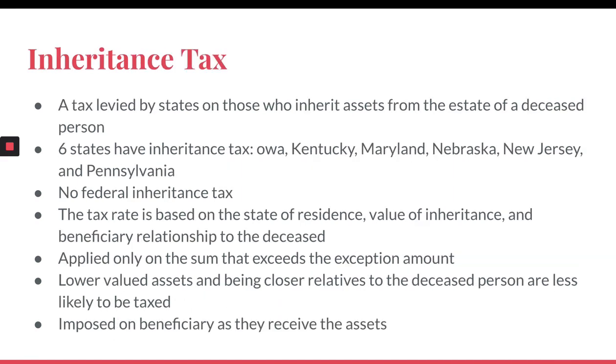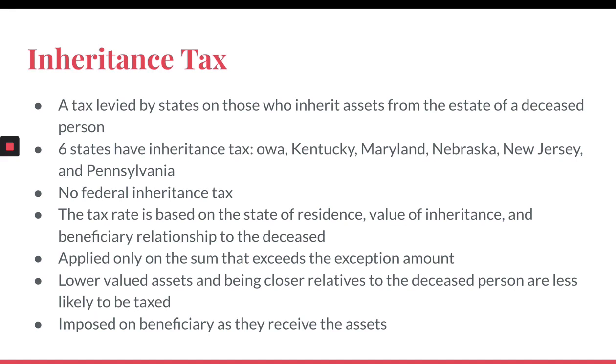So next is inheritance tax. It's a tax levied by states on those who inherit assets from the estate of a deceased person. Six states have an inheritance tax. That should be Iowa, Kentucky, Maryland, Nebraska, New Jersey, and Pennsylvania. There's no federal inheritance tax.